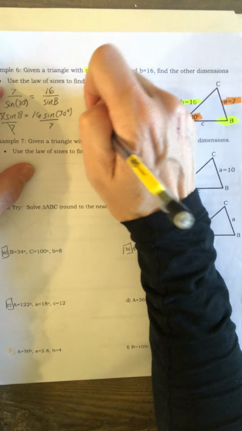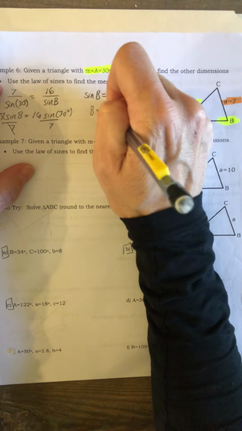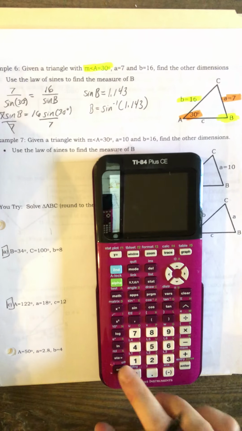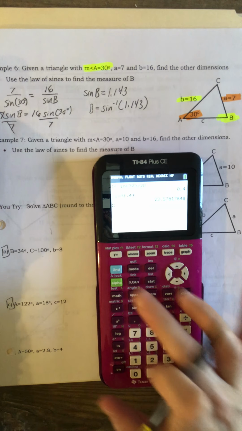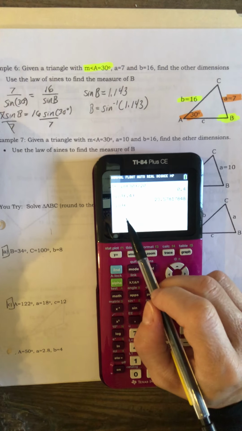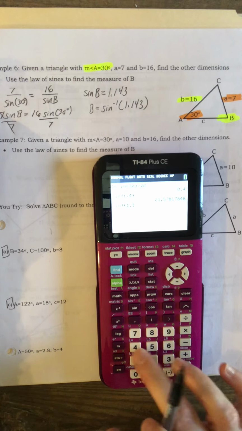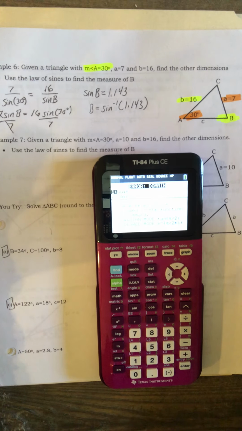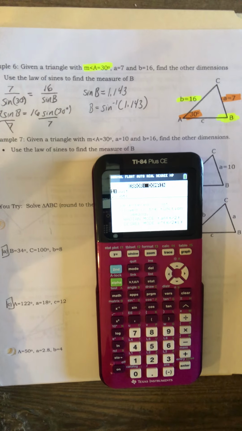So I'm going to say B is equivalent to the inverse sine of 1.143. Okay, let's put that in our calculator. I'm doing second sine, which gives me inverse sine, 1.143, and I press enter. And I get, wait a minute, I got an error. I didn't plug anything in wrong.